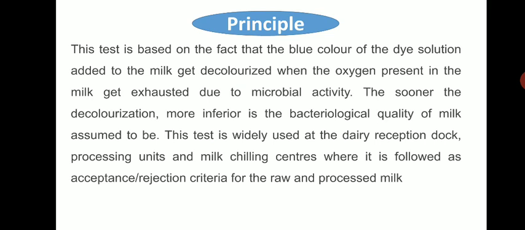So when the milk gets decolorized in a shorter time, the quality of milk is considered to be inferior. This test is widely used at the dairy reception dock, processing unit and milk chilling centers, where it is followed as an acceptance or rejection criterion for raw and processed milk. So this is a very basic test used to check the quality of raw as well as pasteurized milk.